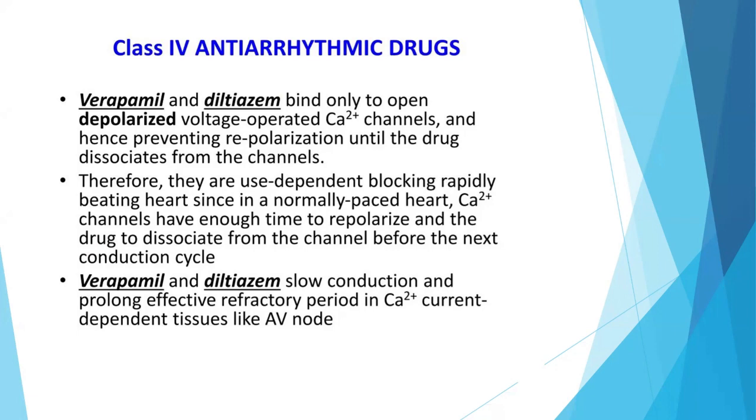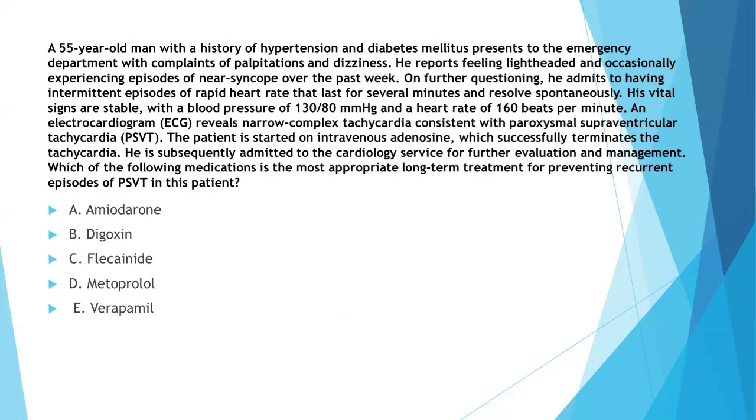AV node. Now, which of the following medications is the most appropriate long-term treatment for preventing recurrent episodes of PSVT in this patient? Again, you do not need to read the rest of the vignette. So the options are amiodarone, digoxin, flecainide, metoprolol, or verapamil.